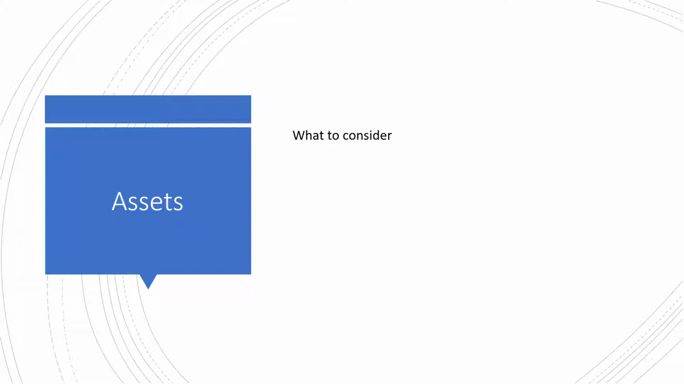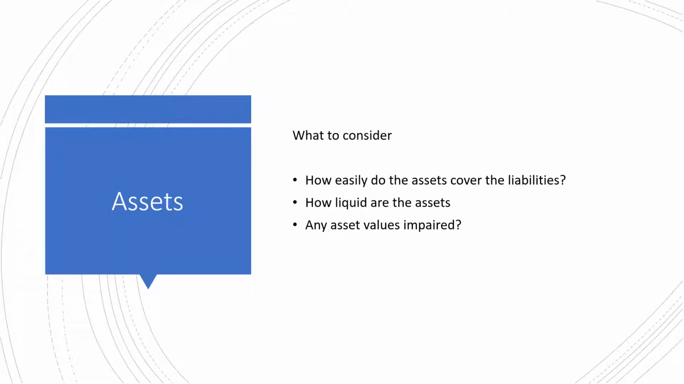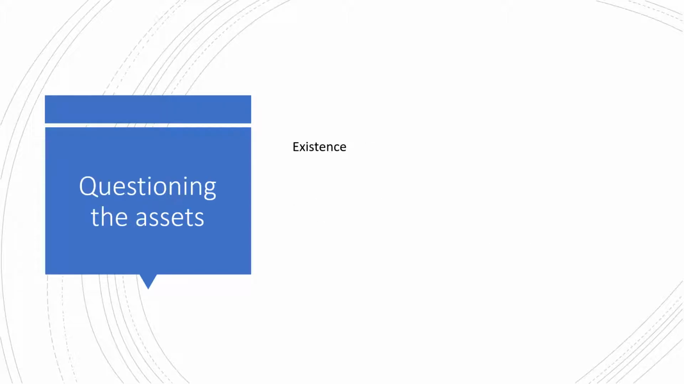When you look at the assets in the balance sheet, what should you consider? How easily do the assets cover the liabilities? This will identify the risk to the organisation of becoming insolvent. How liquid are the assets? In other words, how easily can they be converted to cash? Have any asset values been impaired? This means the market price of an asset is less than the balance sheet price of an asset. Are there any assets that could be sold to free up cash?